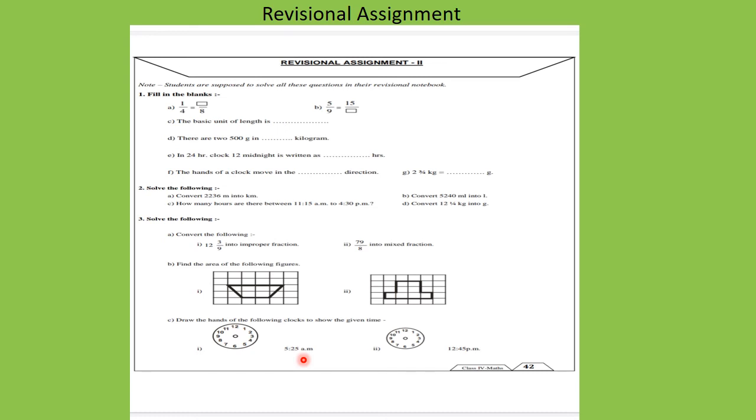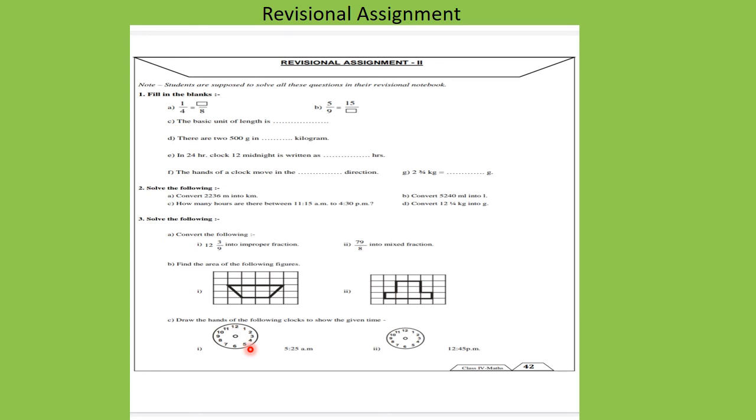For showing 5:25, the hour hand should be exactly on 5, or it can be a little bit between 5 and 6, and then the minute hand will also be on 5 because 5 also represents 25. So both will be on the same number.